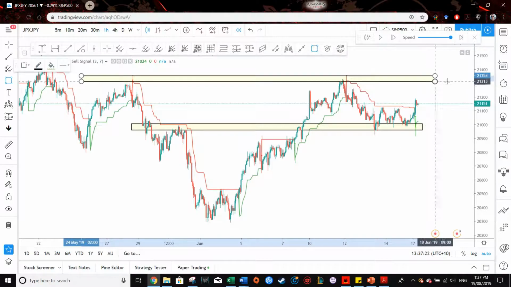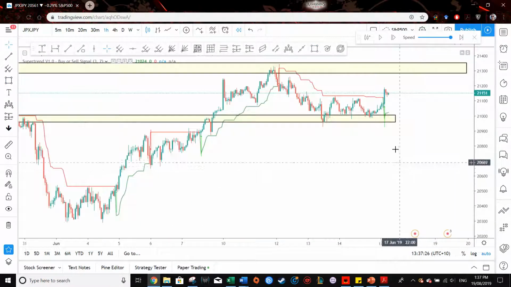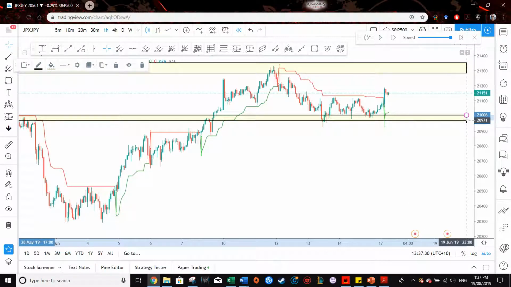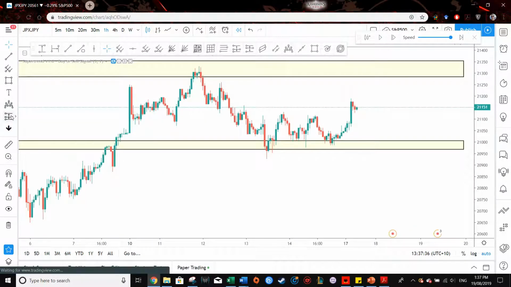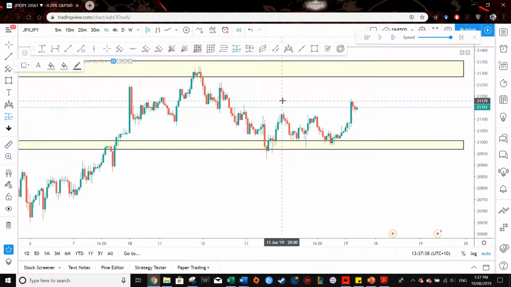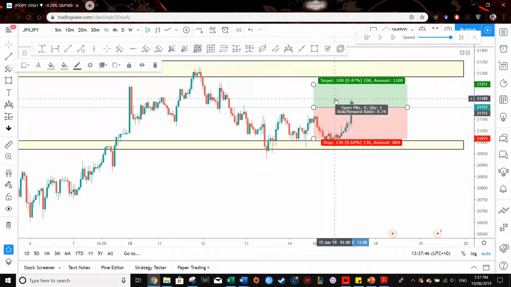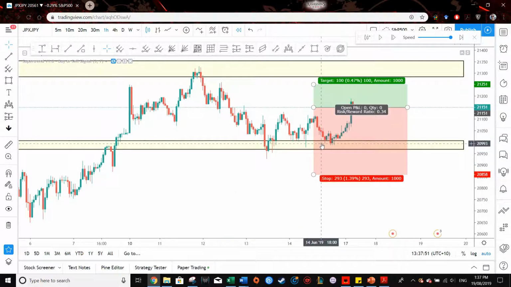The reason I like the Japan 225 is because of how much it jumps. If you get it right, you can make more money in one session than you can on Forex in a week. If you get an uptrend, it will go between 500 to 1,000 pips, whereas in Forex, an uptrend is 50 pips. I'm going for 100 pips, that's a tiny movement. That's my stop loss.